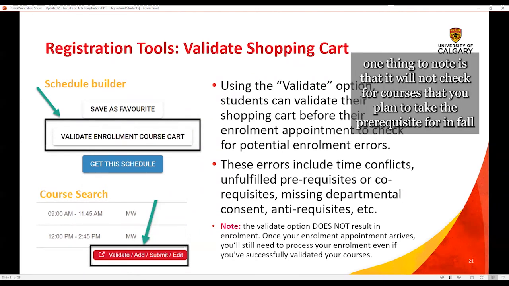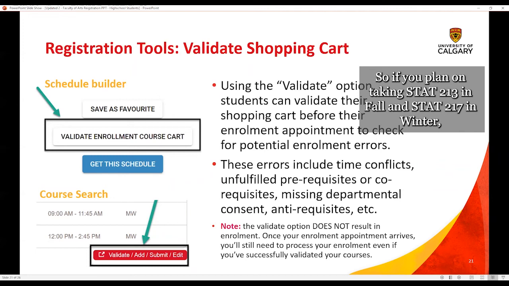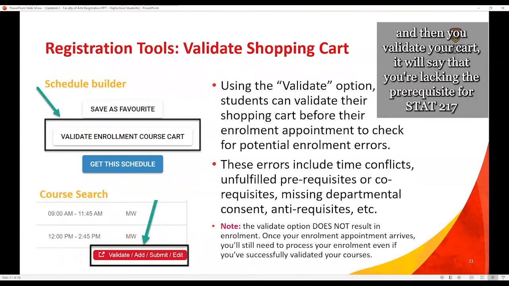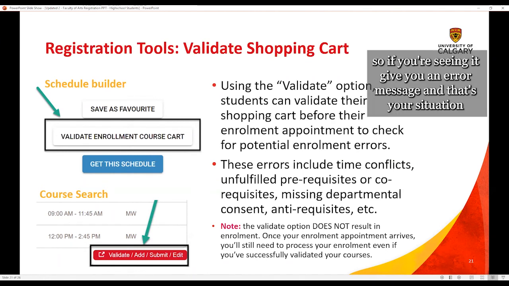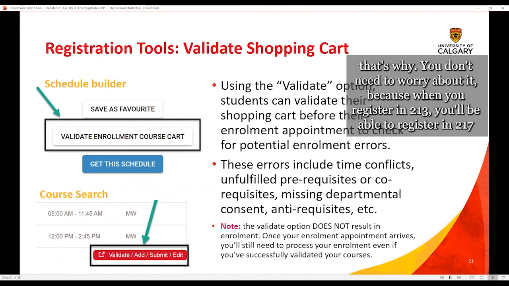One thing to note about it is it will not check for courses that you plan to take the prerequisite for in fall. So if you plan on taking Stat 213 in fall and Stat 217 in winter, and then you validate your cart, it will say that you're lacking the prerequisite for Stat 217 because this validate function doesn't check to see that you also intend to sign up for 213 in fall. So if you're seeing it give you an error message and that's your situation, you don't need to worry about it, because when you register in 213, you'll be able to register in 217.